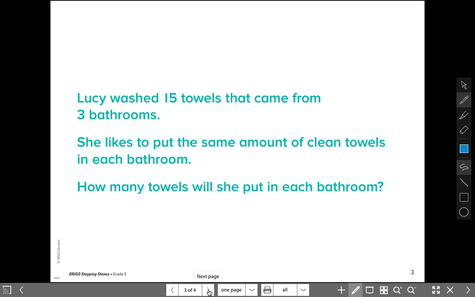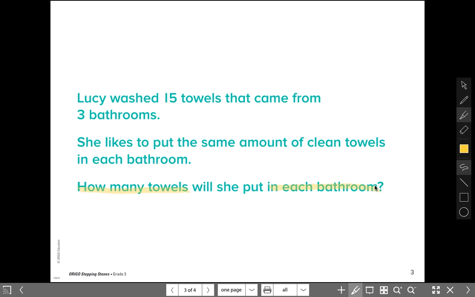Amir, would you read this problem for us, please? Lucy. I'm just gonna call her Lucy. Okay, you go first. Lucy washed 15 towels that came from 3 bathrooms. She likes to put the same amount of clean towels in each bathroom. How many towels will she put in each bathroom? Good. So what do we know? We're going to consider what is it asking, Vanessa? How many towels in each bathroom?